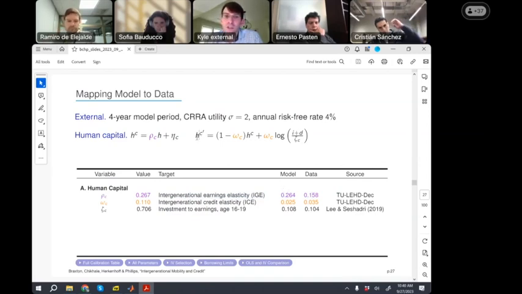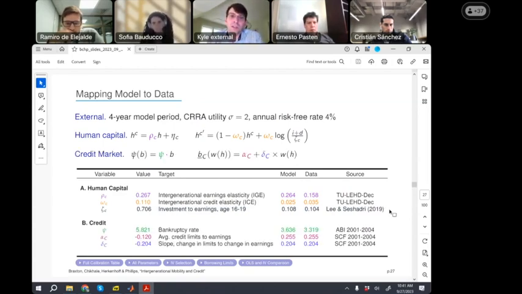The effectiveness of how much you invest in your kids and what that pays off for the kids' future human capital is going to be pinned down by omega C. The share parameter in the Cobb-Douglas gives you the elasticity of the kids' future human capital to investment decisions. So we run the bankruptcy flag IV and match the coefficients, and I'll talk about that more on the next slide. And then the anchor, the relative price of investment, is to get the investment to earnings ratio right in Lee and Seshadri.